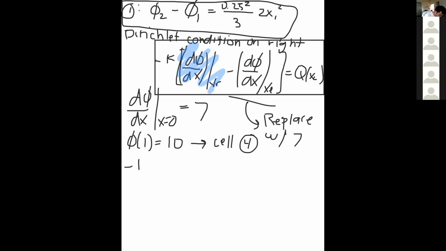Okay, so let's replace this with a finite difference. This is going to be phi 0 minus phi, in this case 4, since we're doing this for cell 4. Let me draw why that is. We know that phi 0 is equal to 10, for cell number 4 right here.